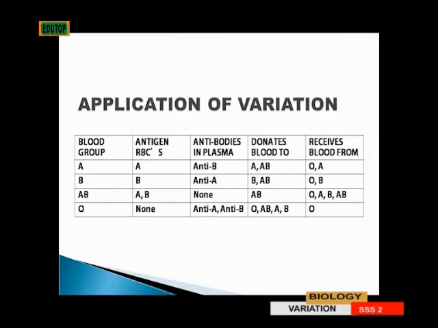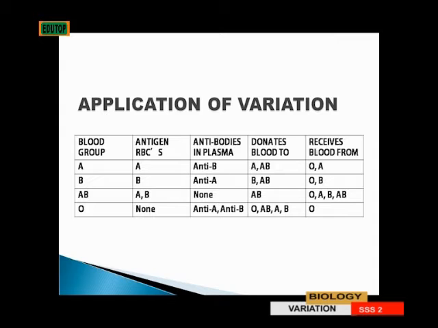Then blood group AB has antigen A and antigen B. Then they don't have any antibody in their plasma. Then they can only donate. Blood group AB, now note this. Blood group AB can only donate to blood group AB. They cannot donate to any other person.